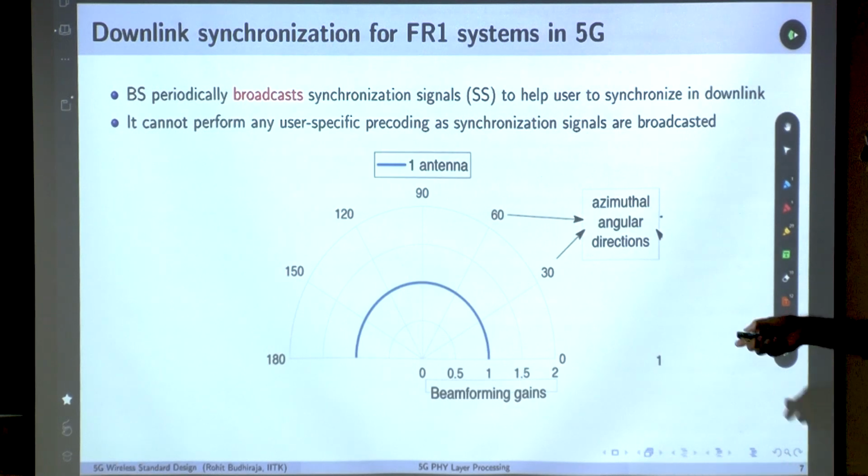So what happens here? Now, I showed you this pattern yesterday. If there is one antenna, right? What are we saying here?